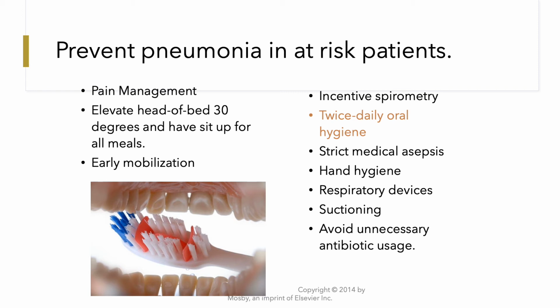Elevating the head of bed to 30 degrees and having them sit up for all meals, that's pretty much aspiration prevention. Getting people up and moving, walking, of course, we know about that. It's important. Incentive spirometer is good. And then there is twice daily oral hygiene. There have been studies that demonstrate this really does decrease the incidence of pneumonia in hospitalized patients.